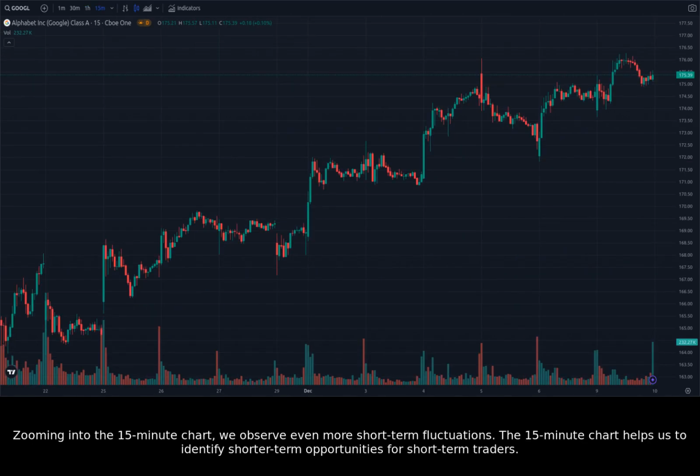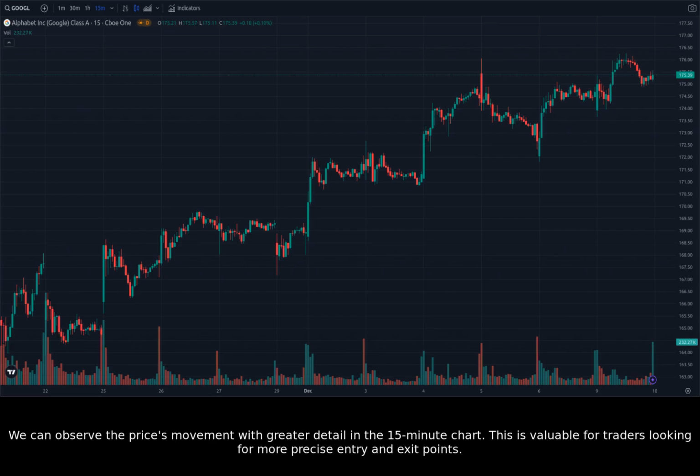Zooming into the 15-minute chart, we observe even more short-term fluctuations. The 15-minute chart helps us to identify shorter-term opportunities for short-term traders. We can observe the price's movement with greater detail in the 15-minute chart. This is valuable for traders looking for more precise entry and exit points.